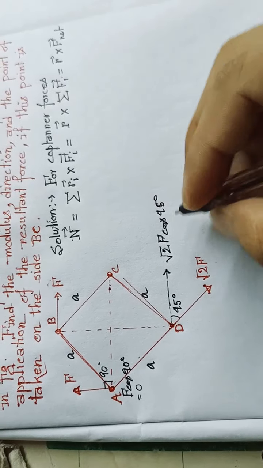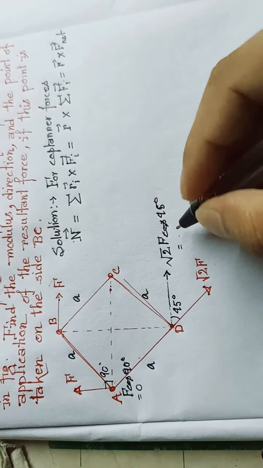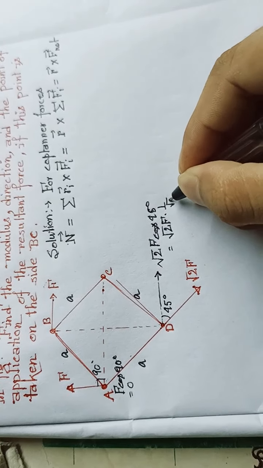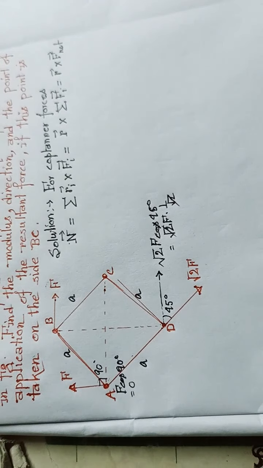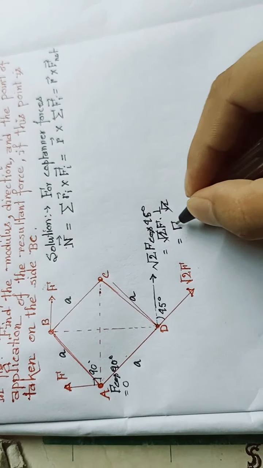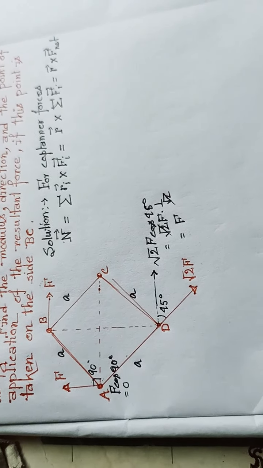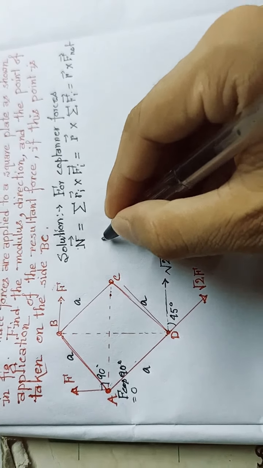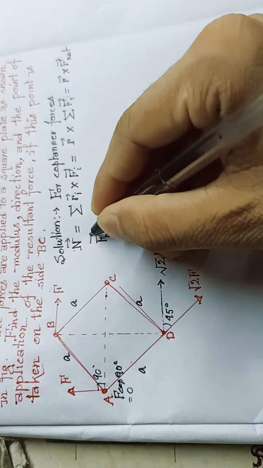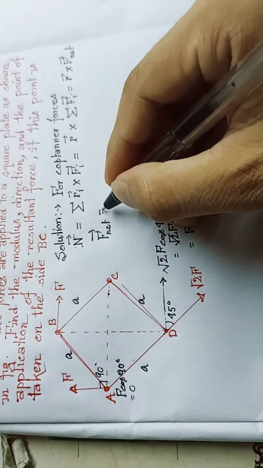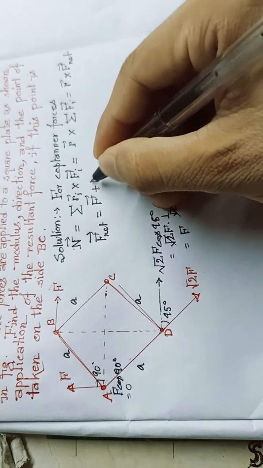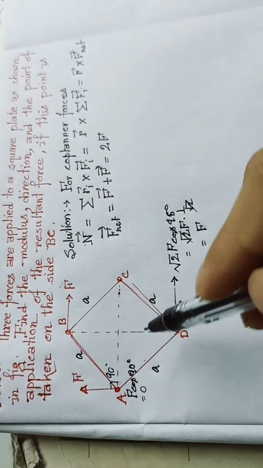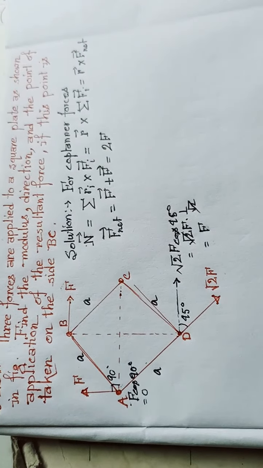As we know, cos 45 degrees is equal to 1 by root 2, so the magnitude of this force will be root 2 F into 1 by root 2. So this root 2 gets cancelled. After cancellation, we get the projection of this force as F. So the net force acting in the positive x direction, F net, will be F plus F, that will be equal to 2F. This is the magnitude of the net force, because there will be no projection of the force which is acting on point A on the positive x direction.